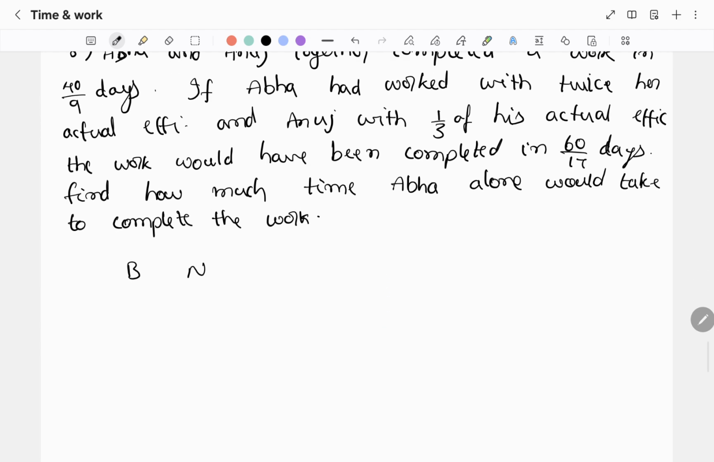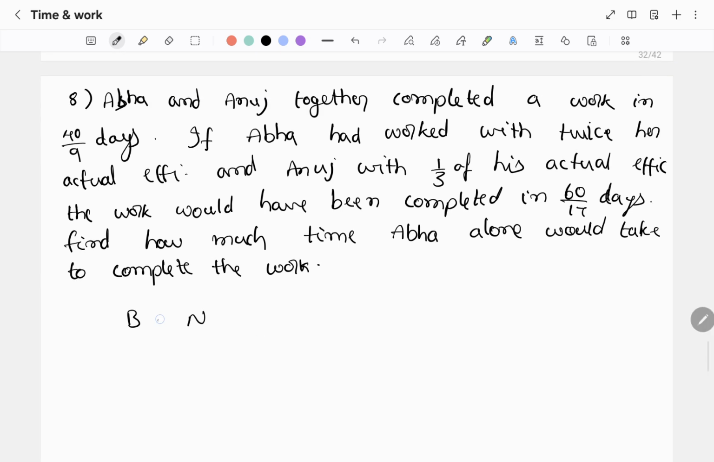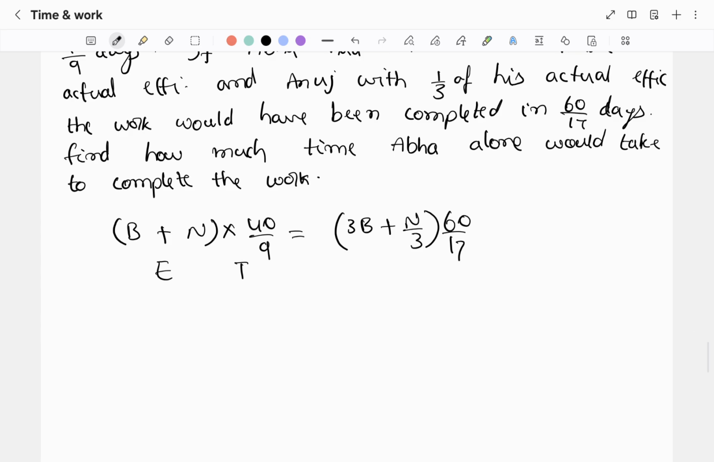So their efficiency will be B and N only. Let B and N be the original efficiency. Efficiency into time is nothing but work. So time is given as 40 by 9. This should be equal to the same work done differently: if Abha, B, worked with twice her actual efficiency, means 3B, and Anuj with 1/3 of his actual efficiency, means N by 3, then the work will complete in 60 by 17. It is the same work, so equate these both to get a relation between B and N.